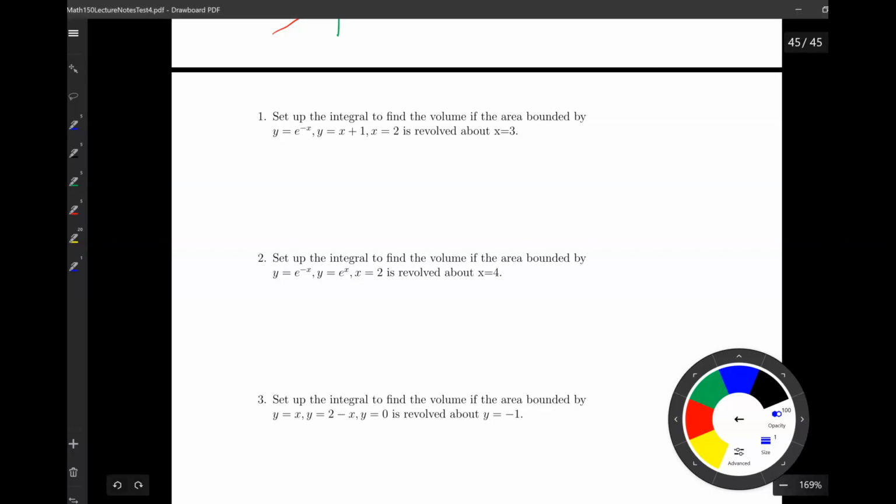All right, so let's start with the graph, e to the negative x, and then y equal x plus 1 is going to look like this. X equal 2 is going to be here. All right, so this is the area bounded. I'm going to be revolving it about x equal 3, which is over here.